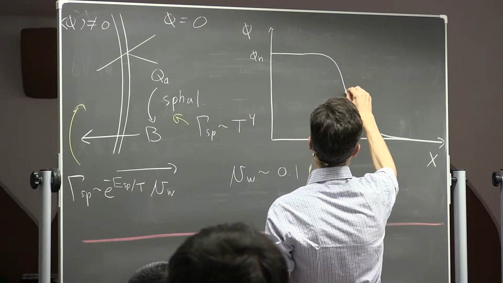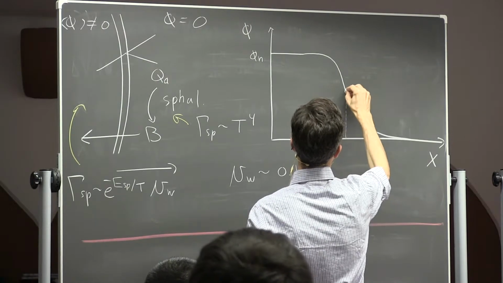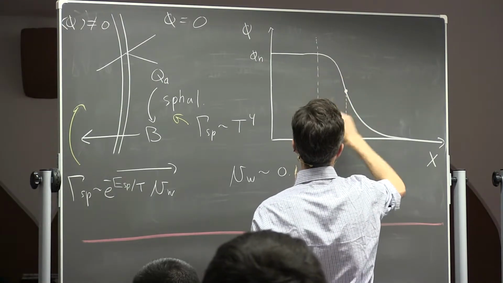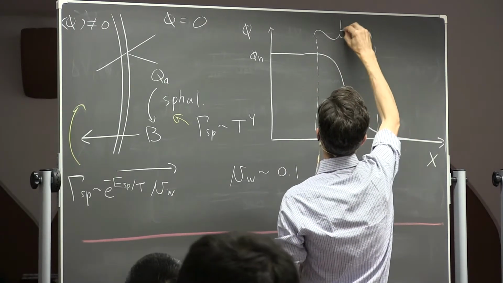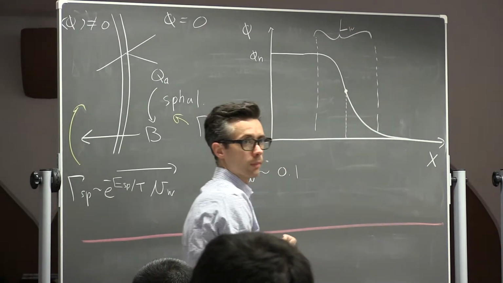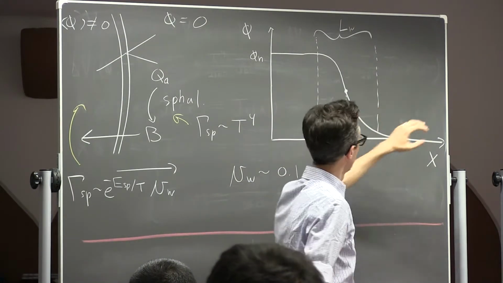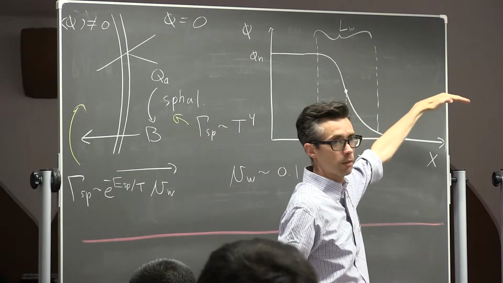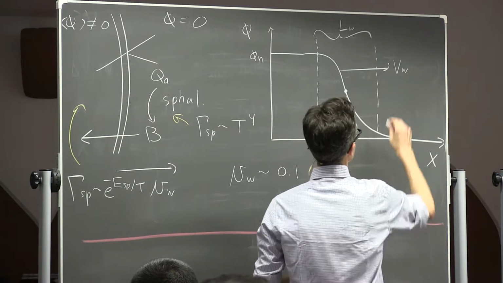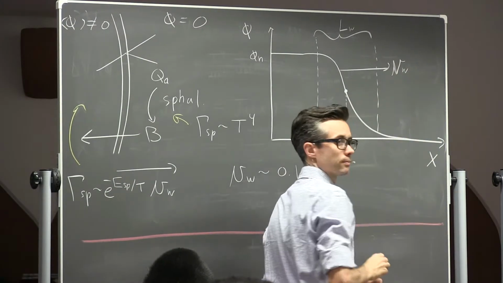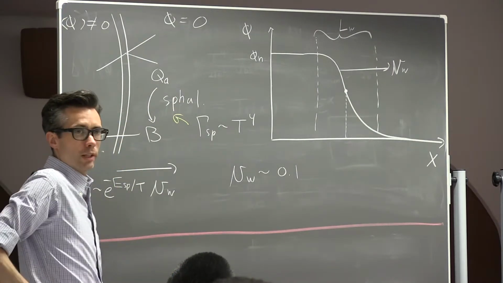I'm going to call this middle part the center of the bubble, and this region here is called the bubble width. So this is a cartoon of my bubble. This is inside the bubble, this is outside the bubble, and this front is expanding, traveling forward at speed v. So this is what my field space profile looks like.